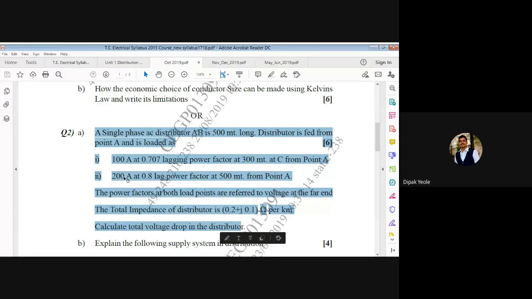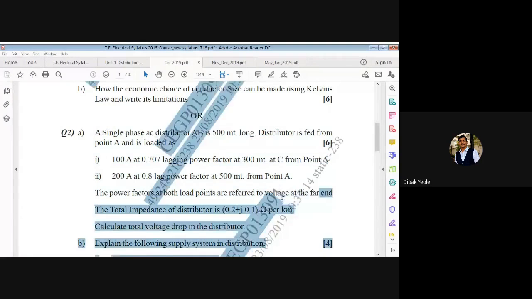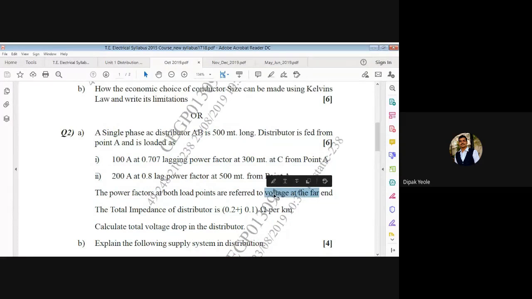Obviously, the currents are 100 ampere for point C and 200 ampere for point B. Yes, the power factor at both the load points are referred to voltage at far end. So this is the important identification of the case. Voltage at far end means it is at receiving end. The total impedance they have given is Z = 0.2 + j0.1 ohm per kilometer, and what we have to calculate is the total voltage drop.